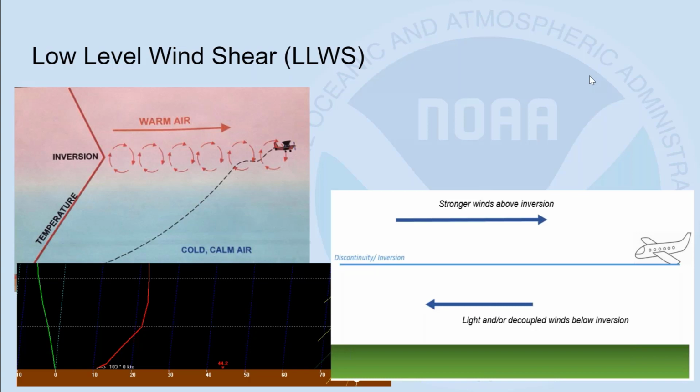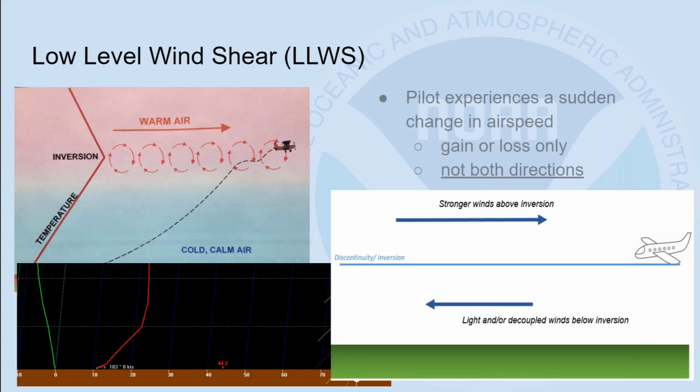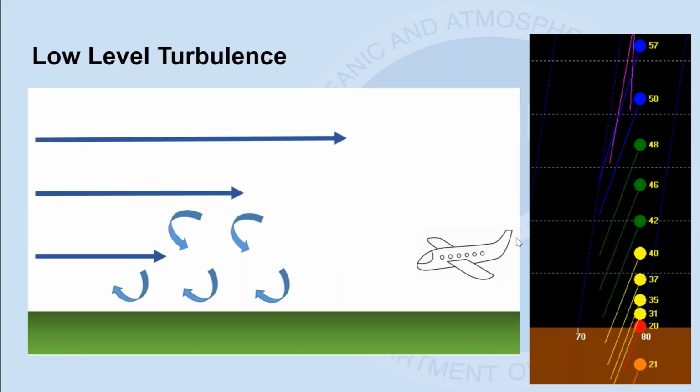Once you get to the top of that discontinuity level, or right there where that's happening, you're going to experience an abrupt increase in the wind, and that is low-level wind shear. One way that you can really tell a good difference between low-level wind shear and just more of a turbulent type of environment is that with low-level wind shear, you're going to experience a gain or a loss, but not both. If you experience both, then you're in more of a turbulent kind of environment. So that is low-level wind shear.